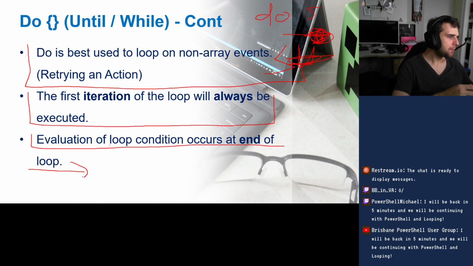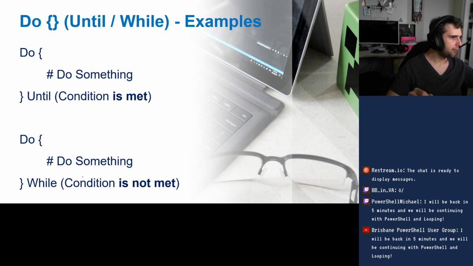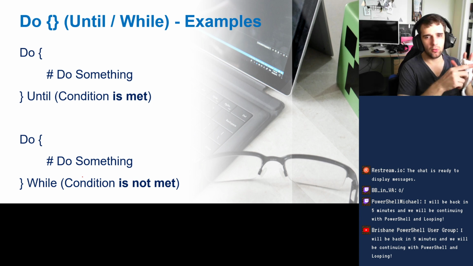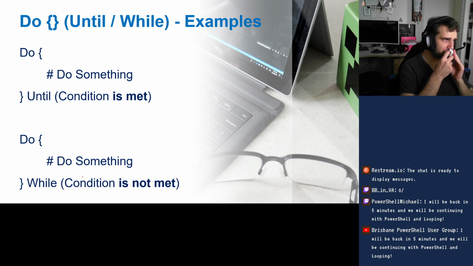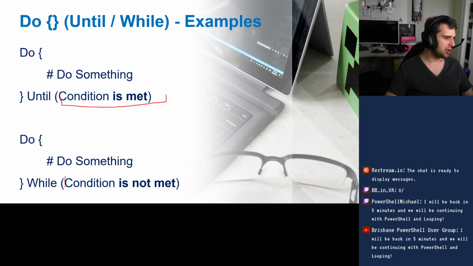Okay. So the while loop. Oh no, we actually have some examples of until and while. Cool. I was thinking about it. So essentially, we have do, until, while, and examples. This is a really good example. We've got the condition is met and the condition is not met.